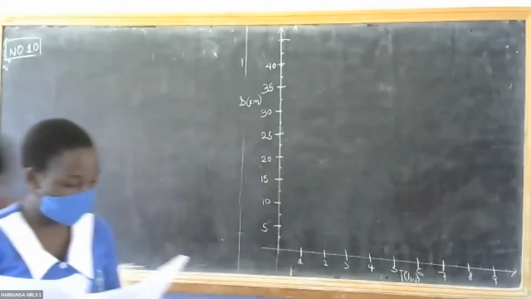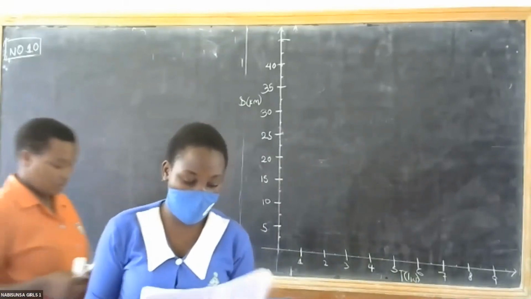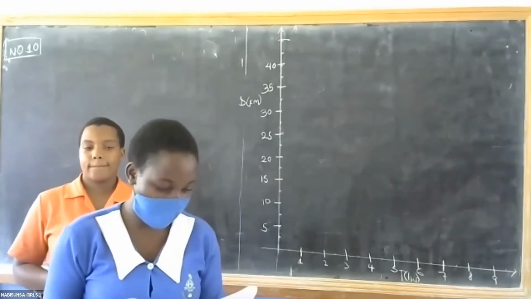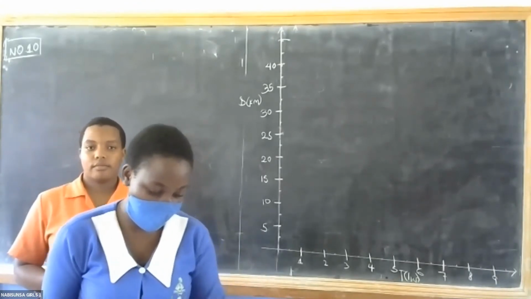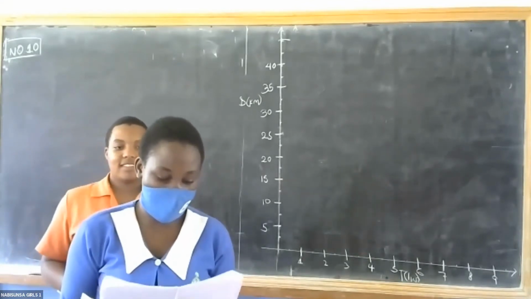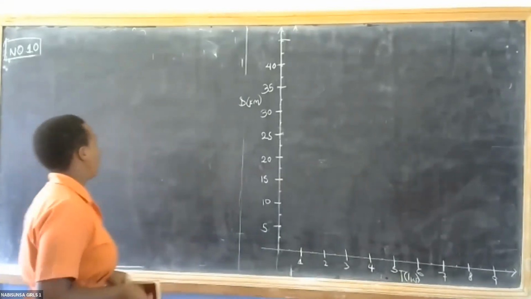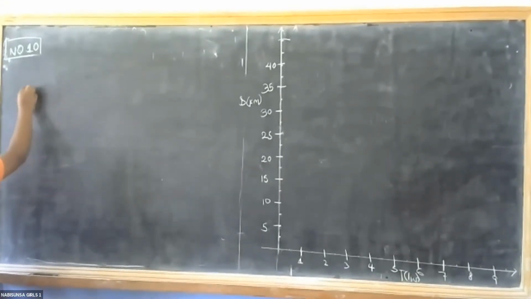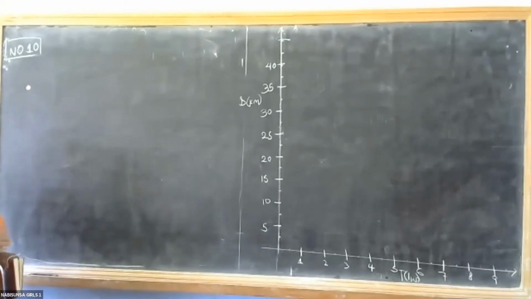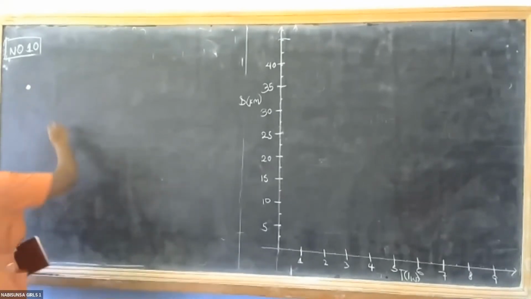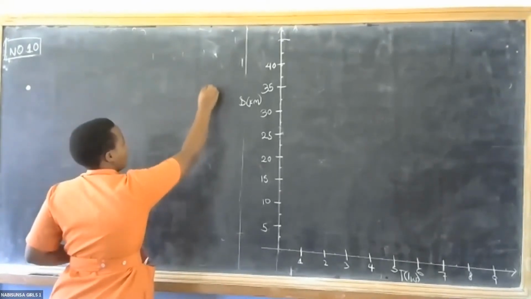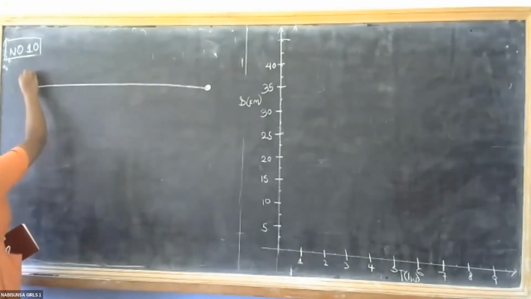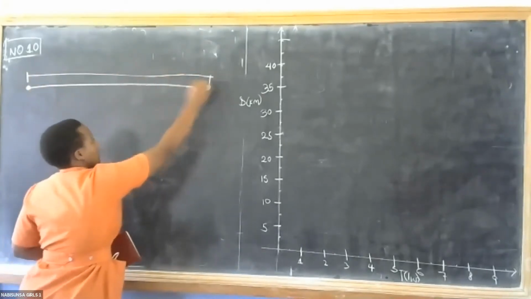So the question goes, Otim and Mukasa wish to travel to the next trading center, which is 30.8 kilometers away. They will travel by their bicycles. So they wish to travel to the next trading center, which is 30.8 kilometers away. So the trading center is here, and this is 30.8 kilometers away.